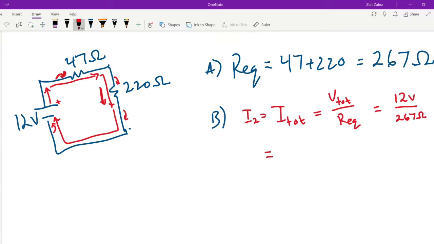It is 0.45 amps. Oh, I forgot a 0. 0.0, there we go. 0.045 amps.